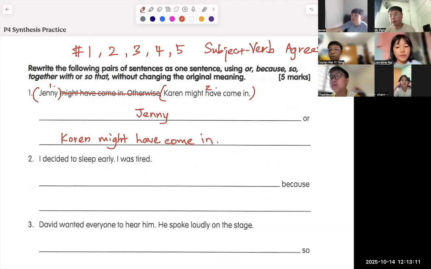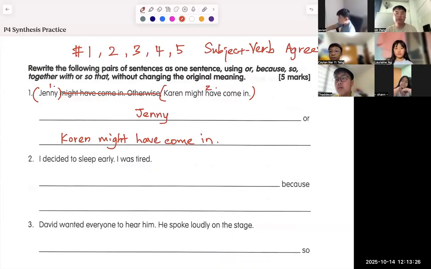Which rule are you applying when you cancel might have come in? Rule 4. Thank you very much. And of course, otherwise is replaced by or, right? So both of these sections are deleted because of rule number 4. Can you all see synthesis rules at work here? In every question that you do, every question will have at least one rule at work, if not many more at the same time. Very good. Well done, Lorraine.